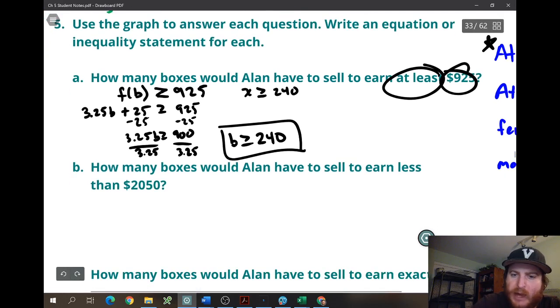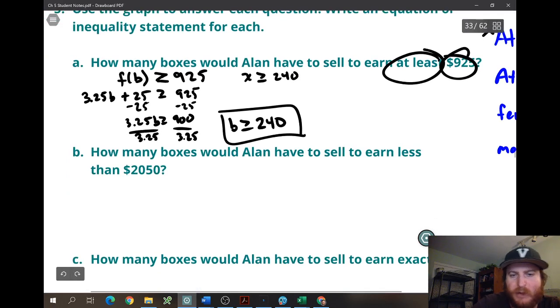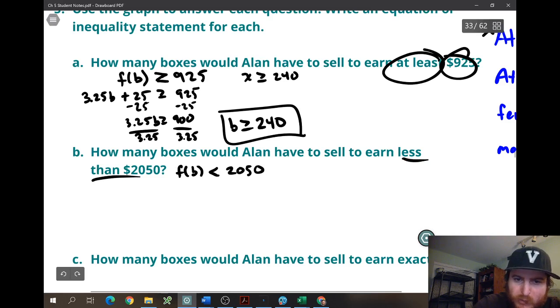How many boxes would Alan have to sell to earn less than $2,050? Less than is kind of an obvious one, right? So we would say f of b is less than $2,050. Let's do this the same way. We won't even look at the graph first, and then we'll verify it on the graph.